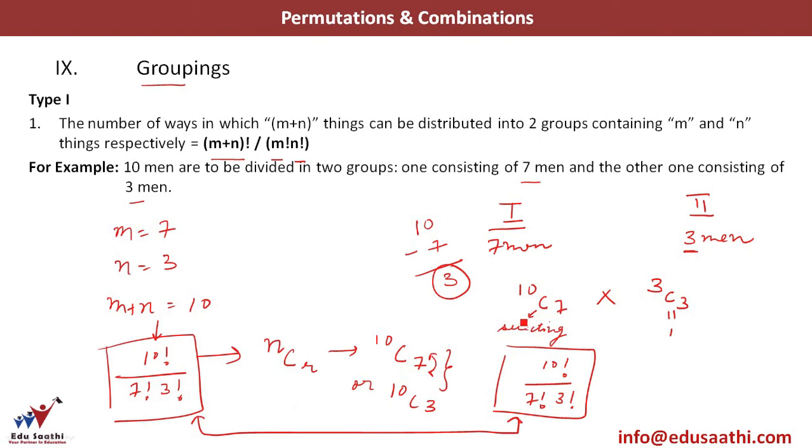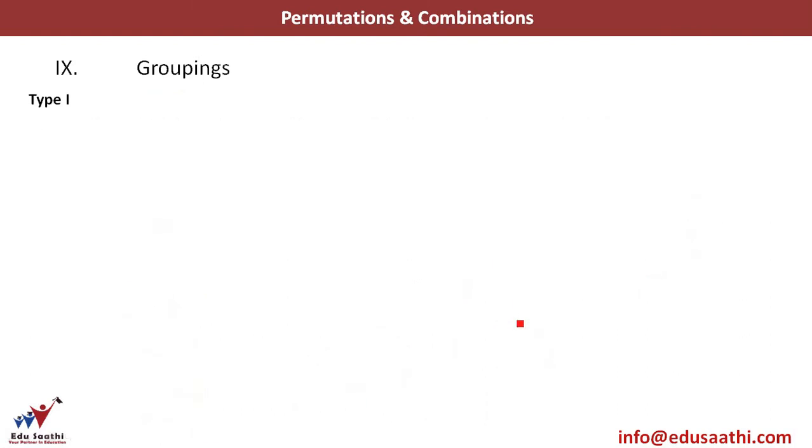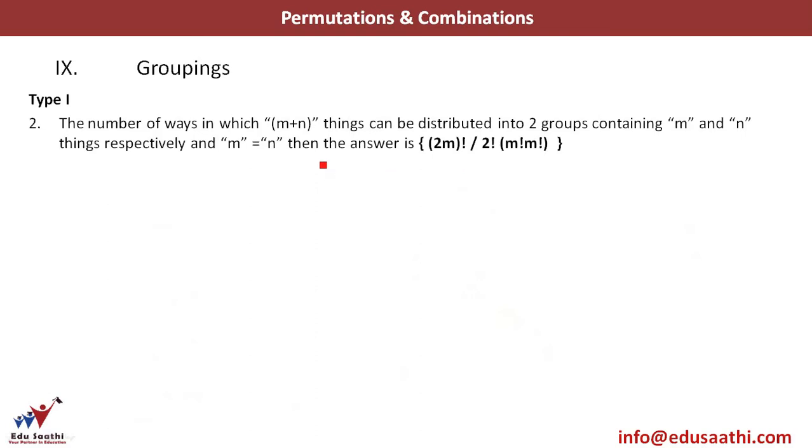Let's move to type 1, but a different question. The number of ways in which m plus n things can be distributed into two groups containing m and n things respectively, but here m is equal to n. Then what is the answer? The answer is (m plus n) factorial divided by m factorial, and this m factorial is for the n. Since they are both the same, I've written m factorial twice, but I also divide this by 2 factorial.